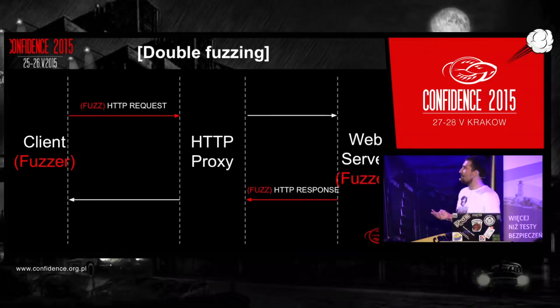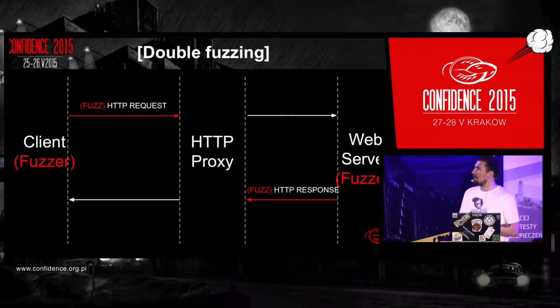And the third approach of fuzzing is somehow a culmination of the previous two methods, and I call it double fuzzing, mostly used to fuzz HTTP proxies. The process looks like this. The client sends a fuzzed HTTP request to the proxy. The proxy tries to parse it. If it fails, then it fails, and the client should know about it due to some errors or socket errors, etc.